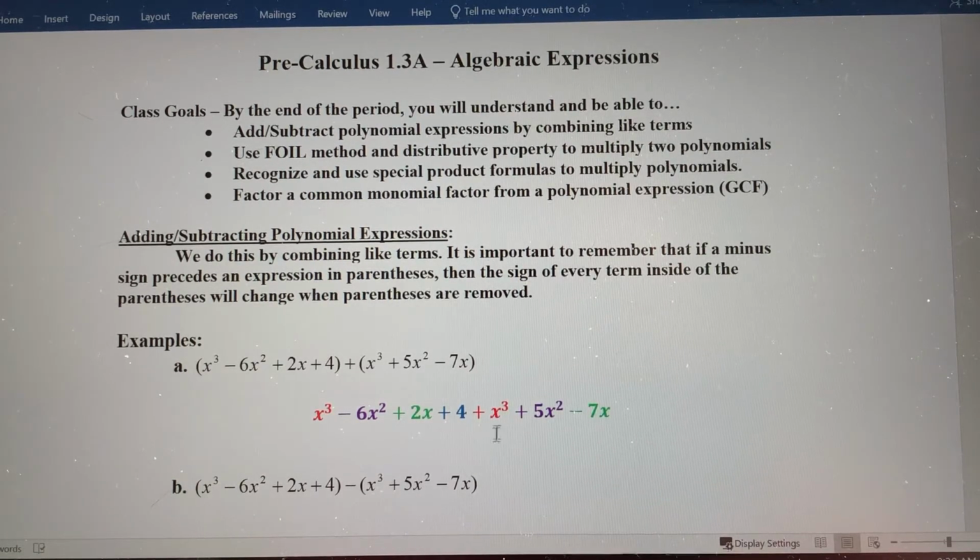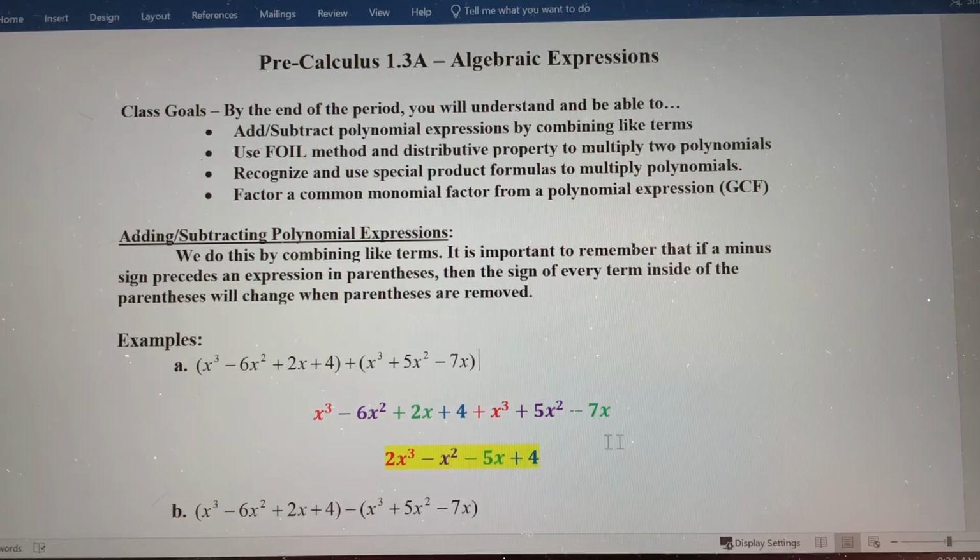So in red, I've got the x cubes. I'm going to combine those. In purple, I've got the x squares. In green, I've got the x's. And then in blue, I have the constant, okay? So 1x cubed and 1x cubed is going to combine to be 2x cubed. All right, the x squared is combined to be negative 1x squared. The x's combined to be negative 5x, and then there's only this one constant term, so we bring it down. All right, so the sum of these two polynomials is 2x cubed minus x squared minus 5x plus 4. Okay, so eliminate parentheses and combine like terms.